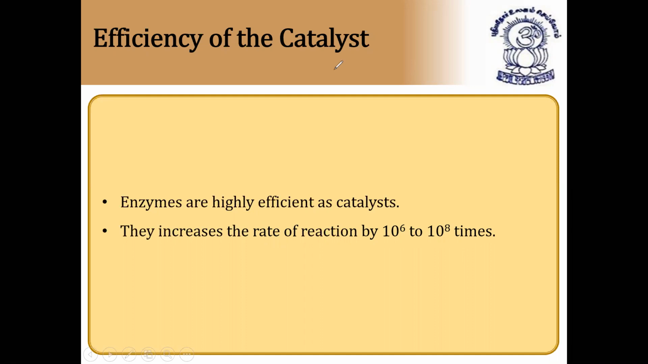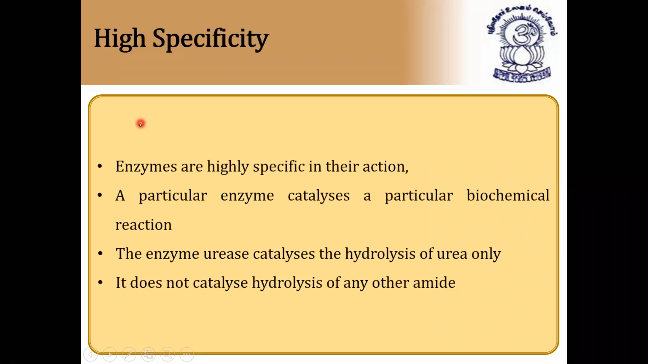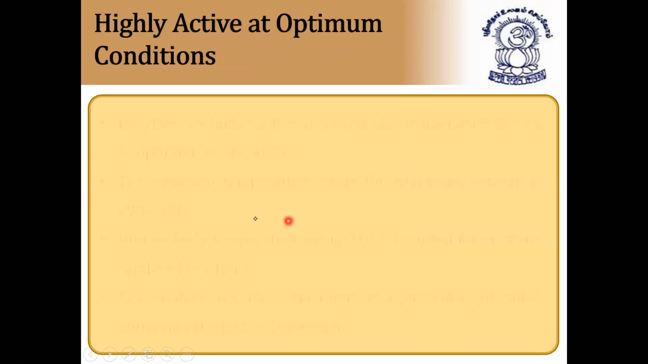So, due to the presence of enzymes only, the reaction takes place easier. What is high specificity? Enzymes are highly specific in nature because a particular enzyme catalyzes a particular biochemical reaction. The enzyme urease catalyzes the hydrolysis of urea only. It cannot be used for any other reaction. It does not catalyze hydrolysis of any other amide, only urea, NH2CONH2. So that's why it is highly specific in nature.